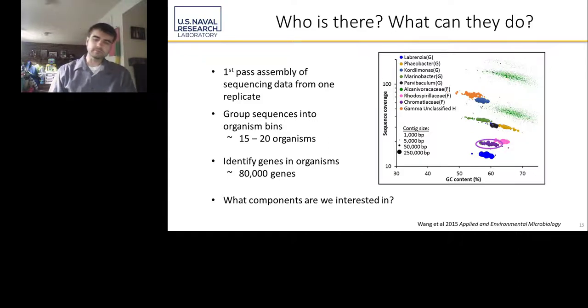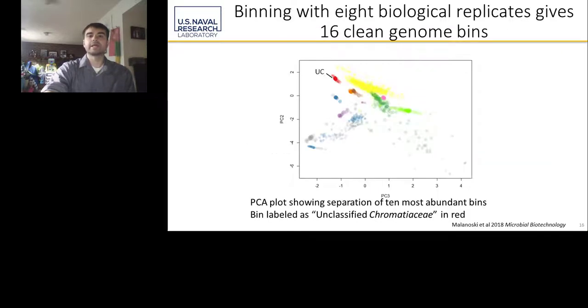We're trying to sort through that, and look at which components we were interested in. But then we also had more data coming in, and we ended up rebinning everything with 8 of our biological replicates. And this really gave us some very good bins. So we had 16 bins of genomes that were almost completely complete. And one of these in particular was really interesting.